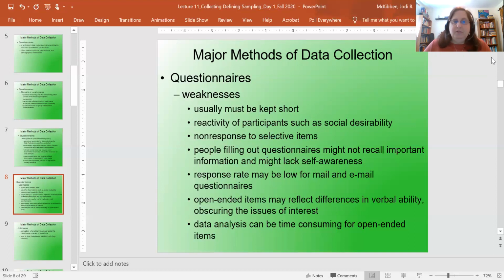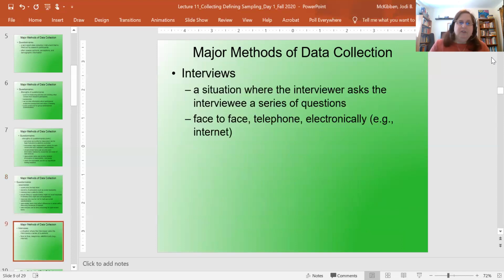Open-ended items may reflect differences in verbal ability, obscuring the issues of interest, right? So if you leave an item open, people may not be able to express themselves as well as other people can. And so then it's hard to know what you're really getting. Okay. And data analysis can be a challenge for those open-ended questions.